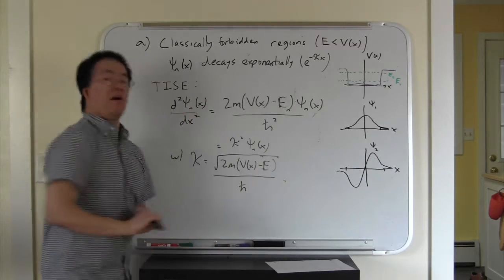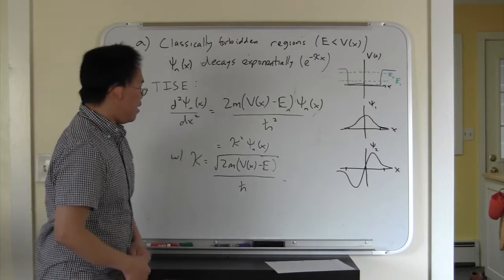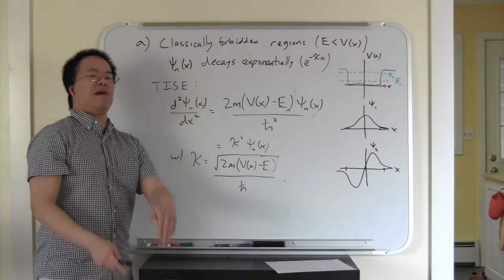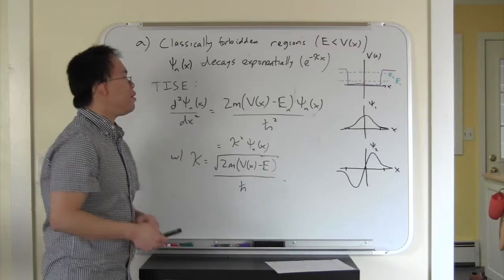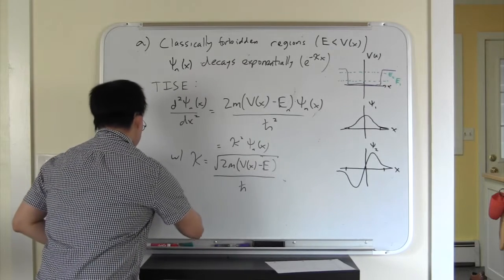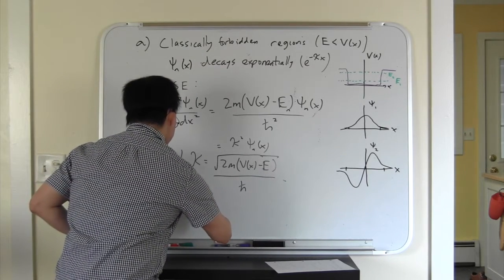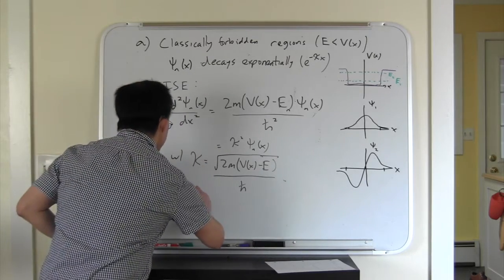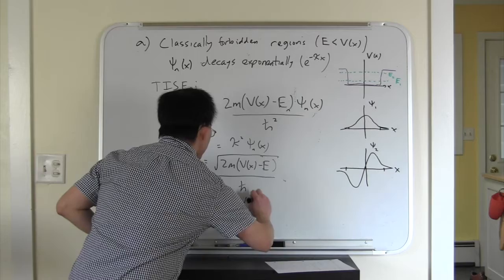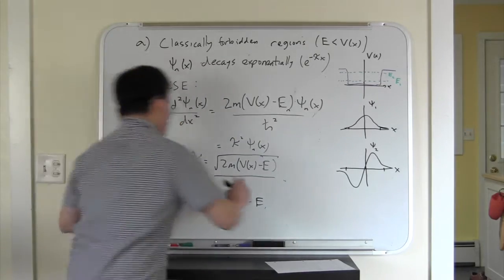So again, the takeaway from this, and again, hopefully you saw this in the PhET, is that as I make V minus E smaller, so as my energy approaches the potential energy, so as I go up here, rather if I increase my energy here, I decrease V minus E. And that is going to mean I'm going to decrease kappa.